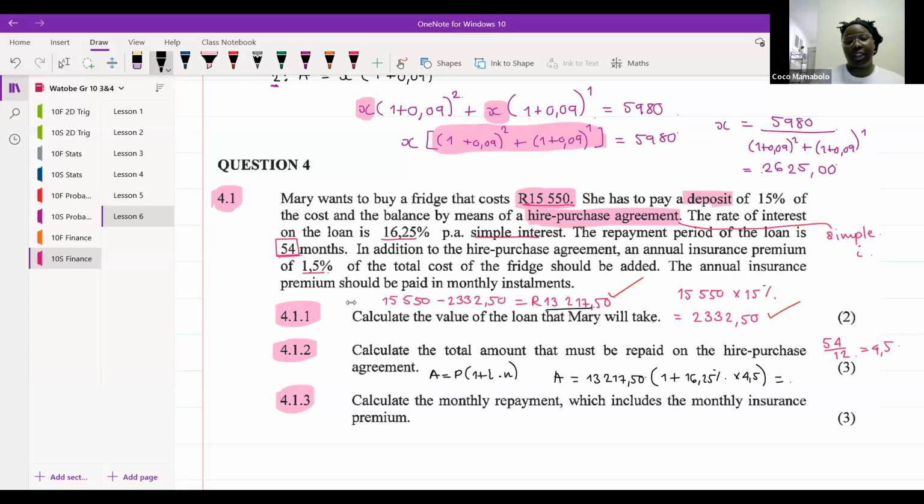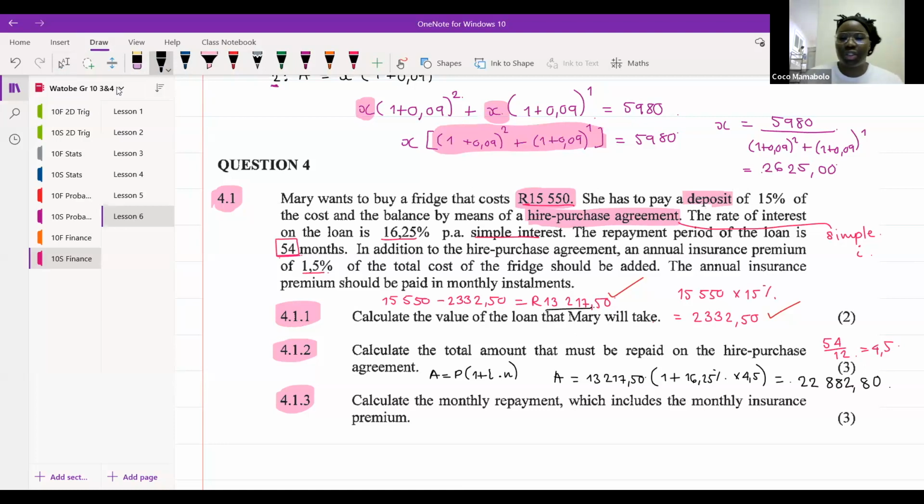Anybody got an answer for me? Good, correct. So 22,882 Rand and 80 cents. I don't know where you got the 81 and 93 from, but I'm getting 22,882 and 80 cents.